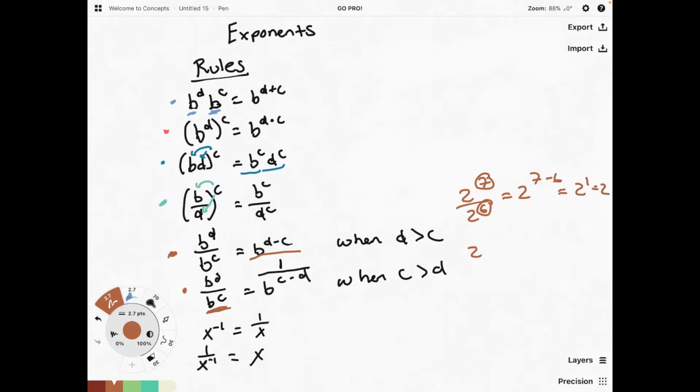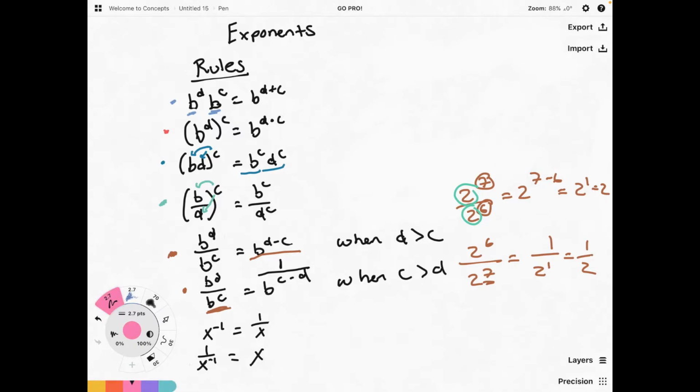However, if we have 2 to the 6th power over 2 to the 7th power, we know that 7 is larger. Therefore, we need to rewrite it as 1 over 2 to the 1, which is equal to 1/2. Again, you need to be cognizant of where the larger number is if you have the same base with different exponents, because that will determine if it stays in the numerator or moves down to the denominator.